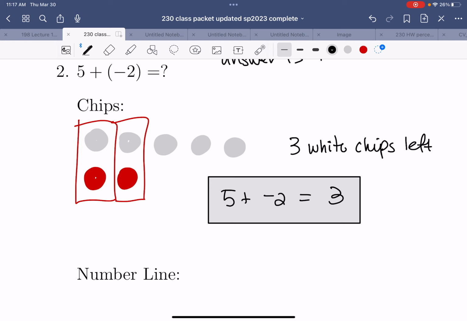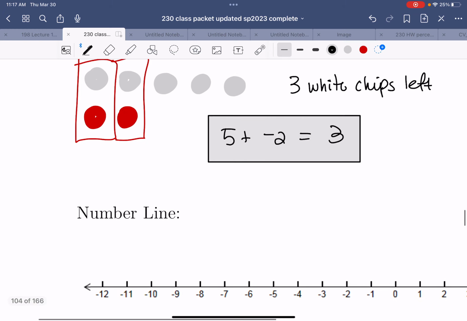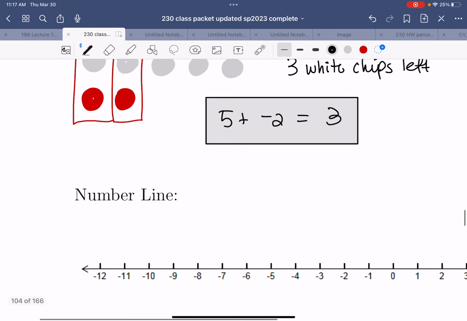Right? And then you would write an explanation as to what you did. We represent the 5 with 5 white chips. We represent the negative 2 with 2 red chips. We combine them all together because we're adding. We match up any 0 pairs, and then we have 3 white chips left.